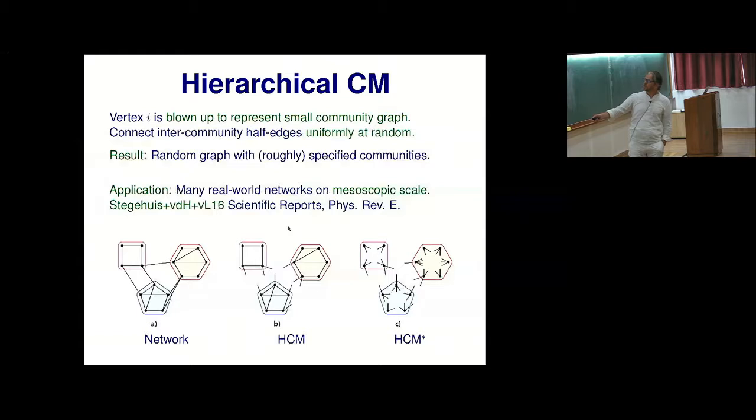You could think of these small graphs as being fixed and given, and then only pairing the inter-community edges. Or you could even think about cutting up all of these edges also within the communities and pairing those according to a configuration model, and also pairing the edges between the communities in a configuration model. And the question is, does this look more like the real-world networks?